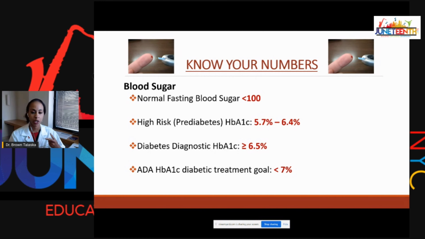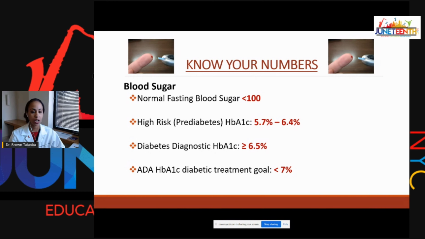When you wake up, if you check your blood sugar, it should be less than 100. So putting you into the high risk category, sort of the yellow zone, the watch out zone, is these numbers here, 5.7 to 6.4. The diagnosis of diabetes is when you hit that 6.5. So it's 6.5 or over, that is a diabetes diagnosis.